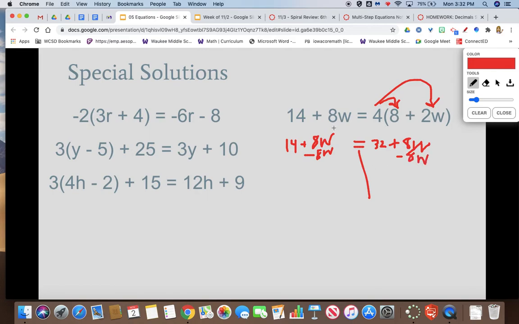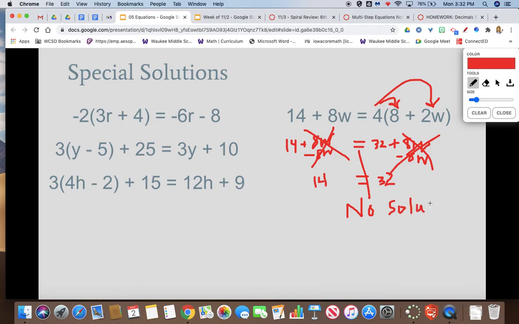So when I go to subtract my 8w from both sides, it ends up canceling out all of the w's. And I'm left with 14 equals 32. Is that true? Does 14 actually equal 32? No. This is what we call a no solutions problem.